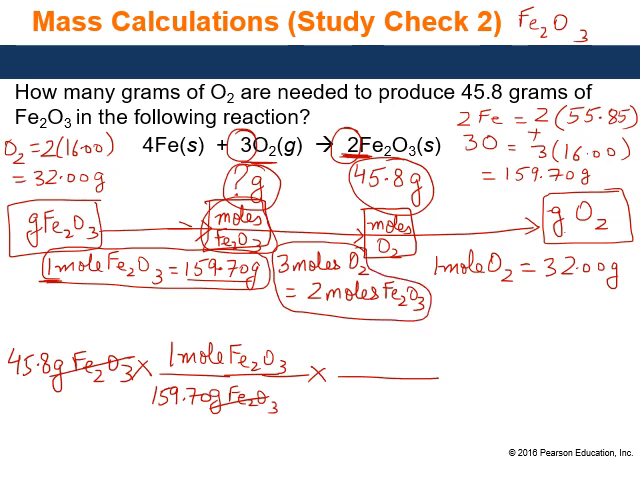My starting unit is moles of Fe2O3 right here. So what goes in the bottom should be mole of Fe2O3. How many moles of Fe2O3 here? Based on my relationship, 2. So I'll put a 2 right here, and 3 moles of O2 goes on top. This and this cancel. I'm left with moles of O2, which is the next step.